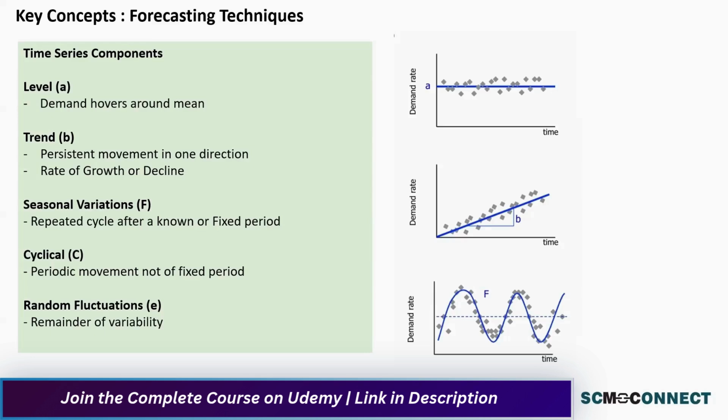The second is called trend. Trend is, you can see the second chart on your right. So नीचे से start हुआ and it is an upward trend. It could be a downward trend also. So it is persistent movement in one direction. It is growing or it is declining and so on and so forth.